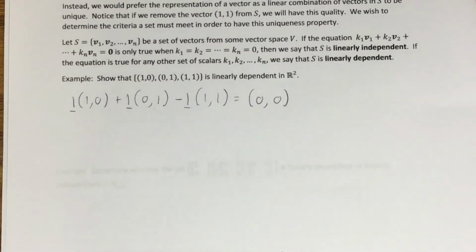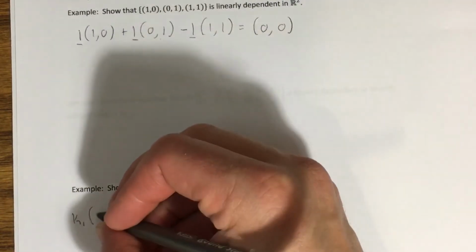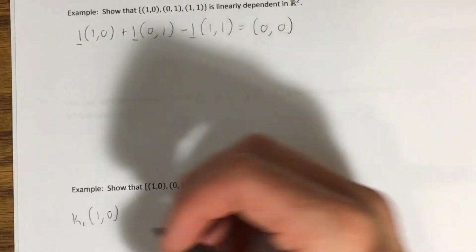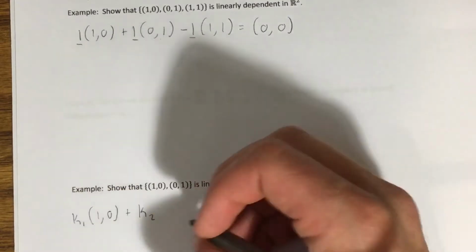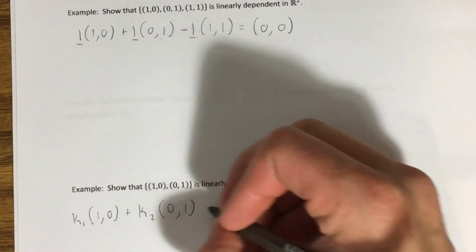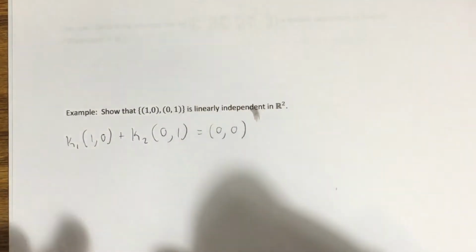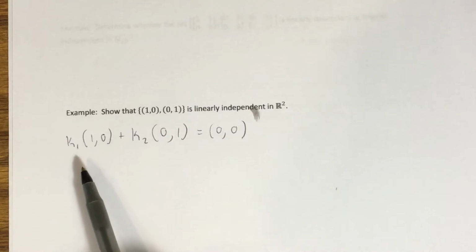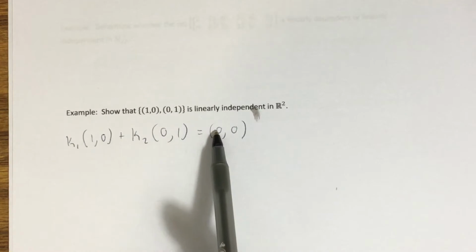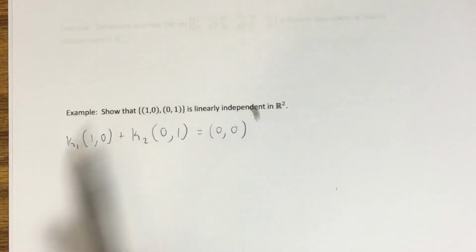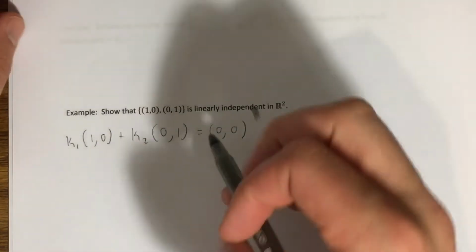Well, again, what I want to do is form a linear combination of these two vectors, but I'm not going to make any guesses as to what the k's could be. So k1 times 1, 0 plus k2 times 0, 1, and I want to set that equal to the 0 vector for R2, which is 0, 0. Okay, now the goal here is to show that if this equation is to hold, then k1 and k2 have to be 0 and they can't be anything else. So what we do is we multiply through and we make a system of equations.